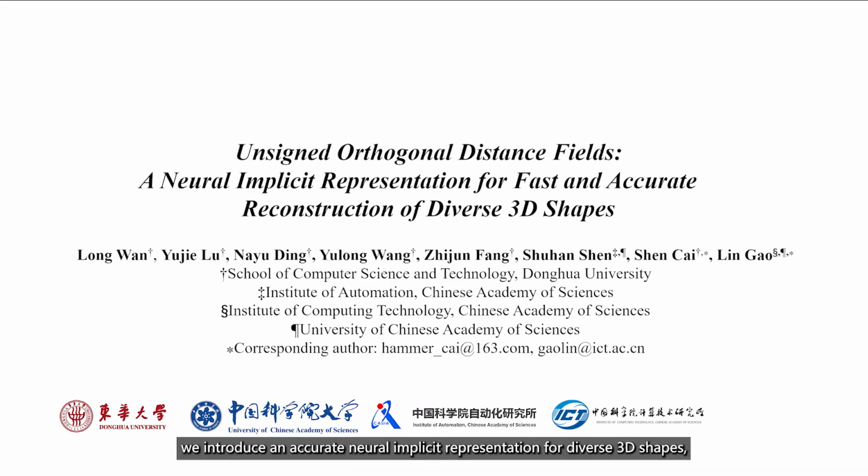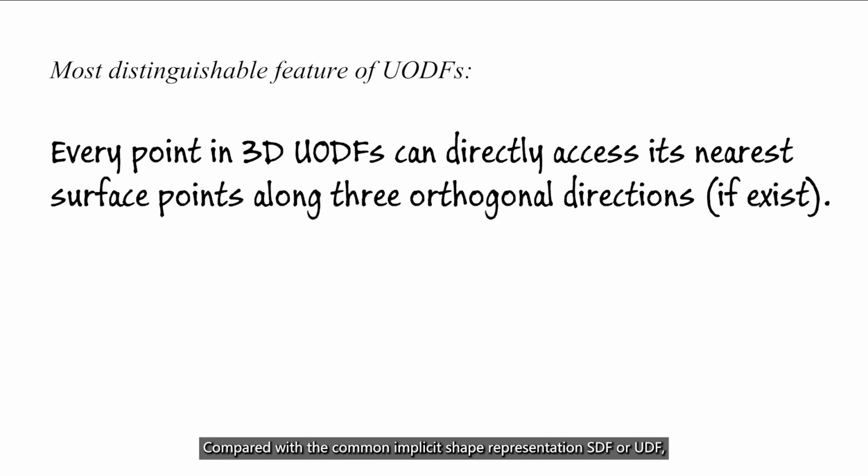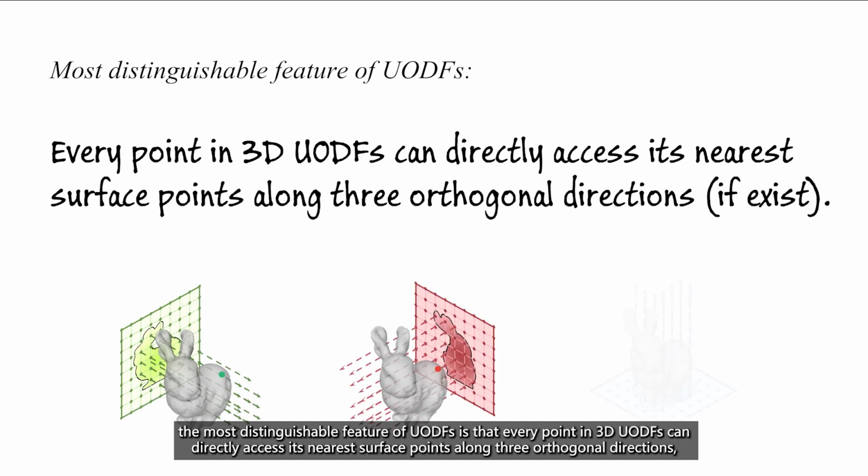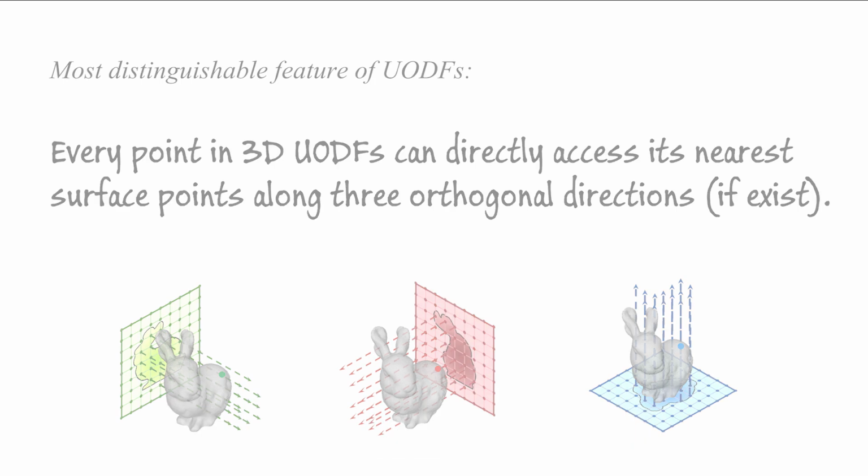In this paper, we introduce an accurate neural implicit representation for diverse 3D shapes, named unsigned orthogonal distance fields. Compared with the common implicit shape representation SDF or UDF, the most distinguishable feature of UODFs is that every point in 3D UODFs can directly access its nearest surface points along three orthogonal directions if intersections exist.